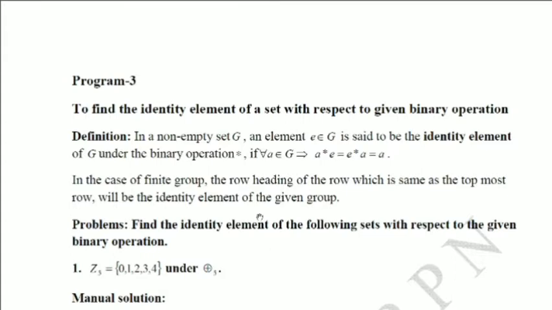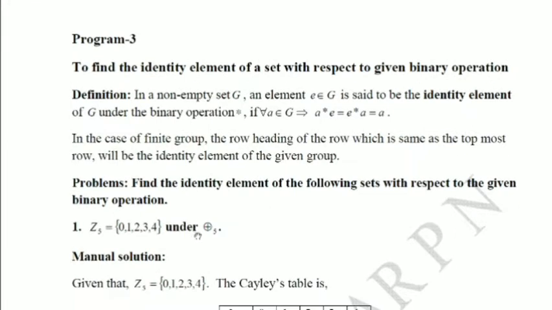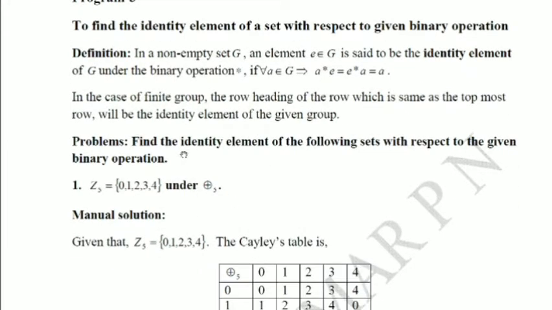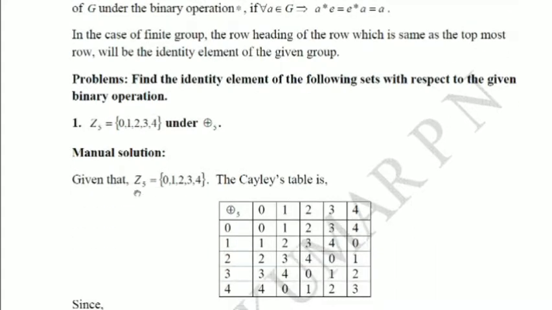Now, to understand this, let's see a problem. Find the identity element of the following sets with respect to the given binary operation. The first set which we are given is Z5 under addition modulo 5. Z5 consists of 0, 1, 2, 3, 4, so finitely many elements. Now let's construct a Cayley table.